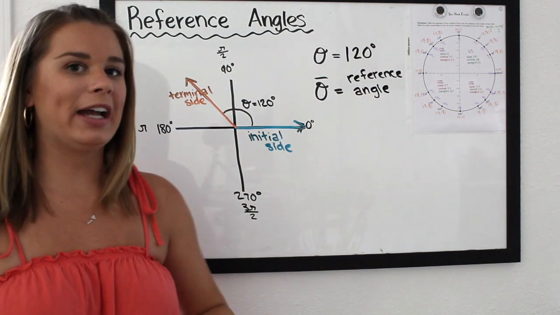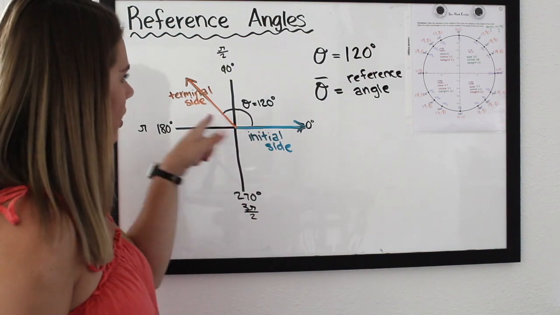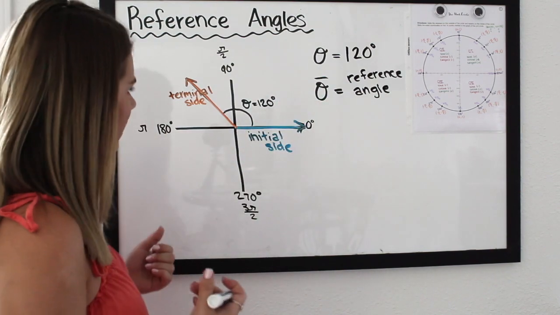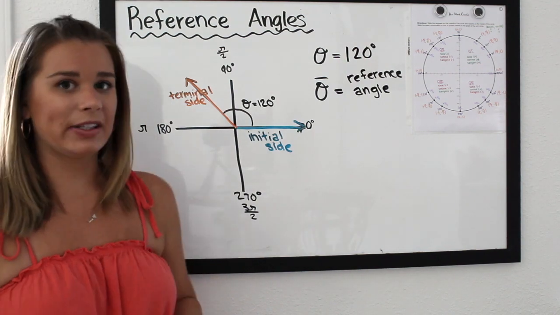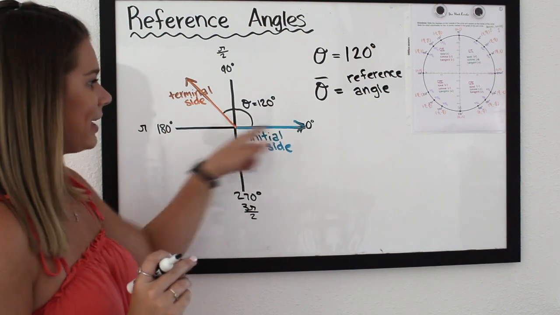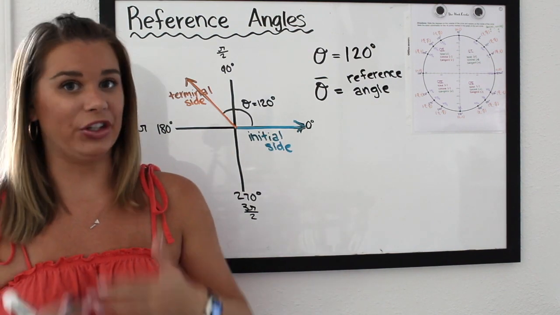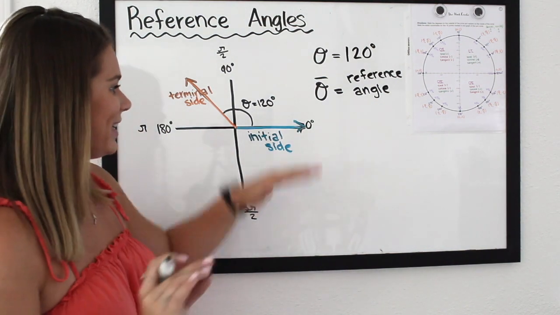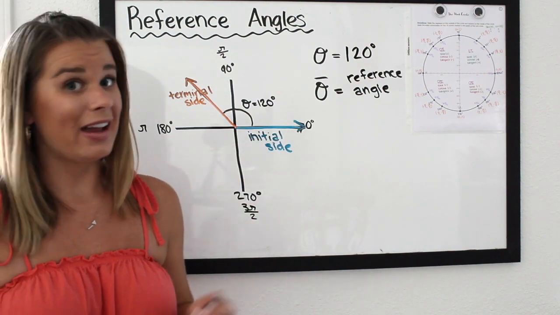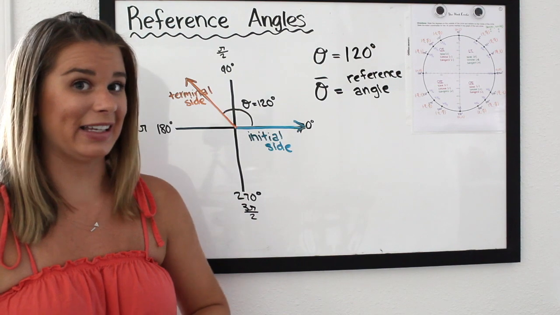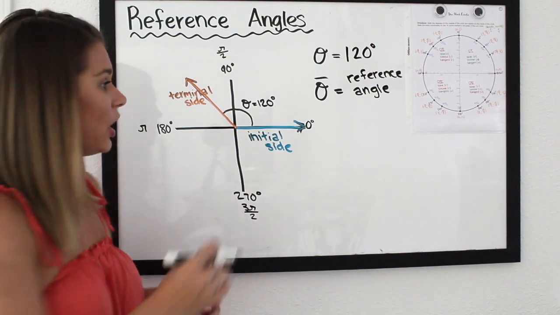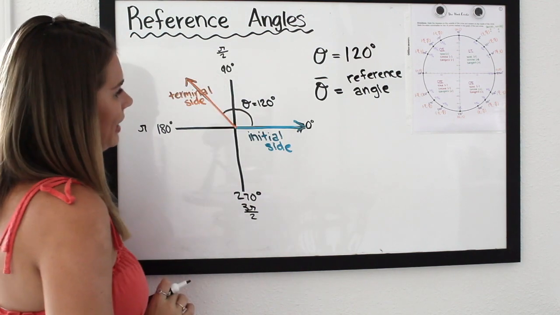So how do I find a reference angle if I already know that my original theta is 120 degrees? Your reference angle is the shortest distance from the x-axis. Note, I just said x-axis. I didn't say positive x-axis. I didn't say negative x-axis. I just said from the x-axis. So the shortest distance from the x-axis to that terminal side.